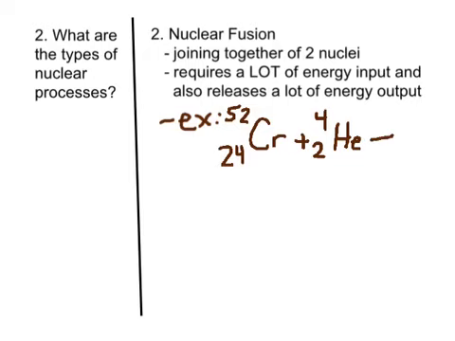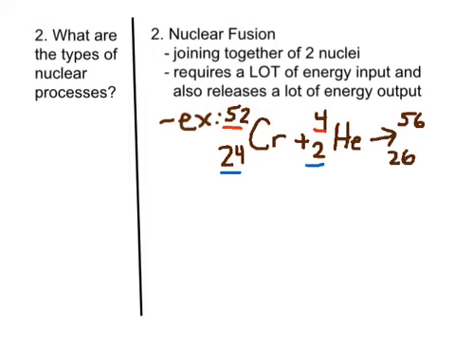And so what we're going to get, we can know exactly what element it is by looking at the numbers up on top, because remember that it's just very simple math. So 52 plus 4 is going to be 56. So the mass of our new element is going to be 56, and we know that 24 plus 2 is 26. So our new element has to have 26 protons.